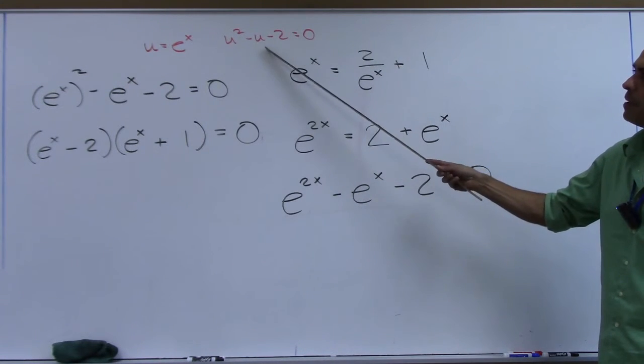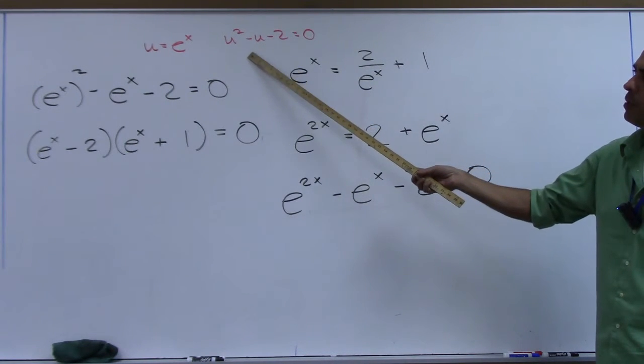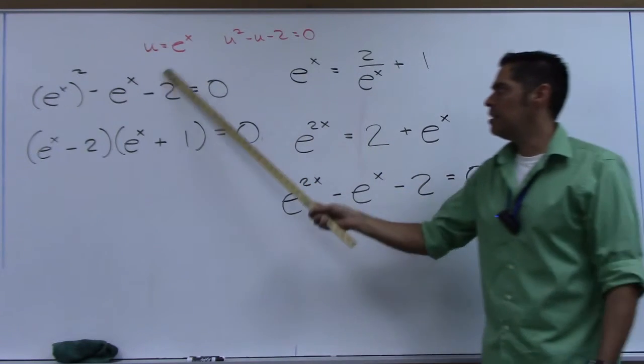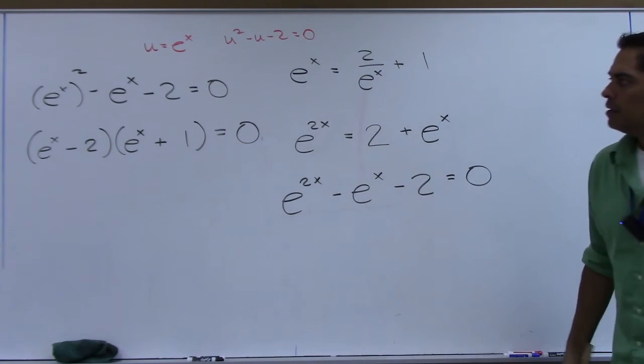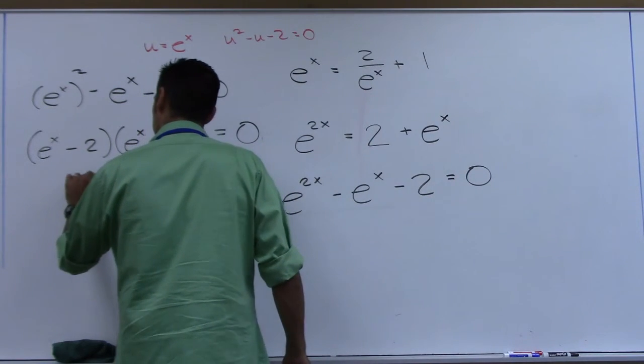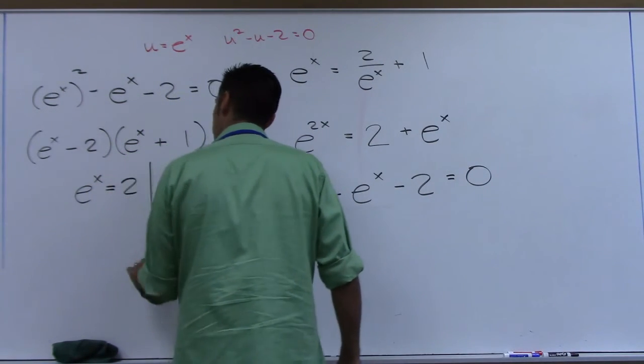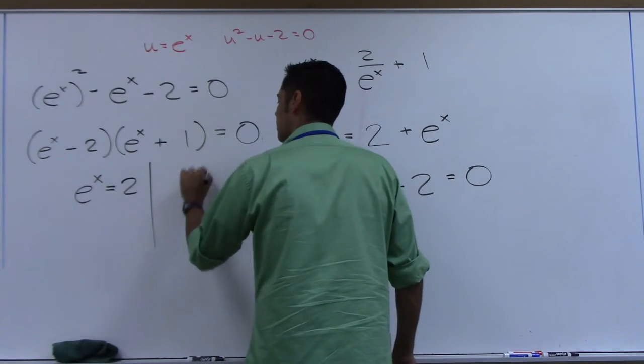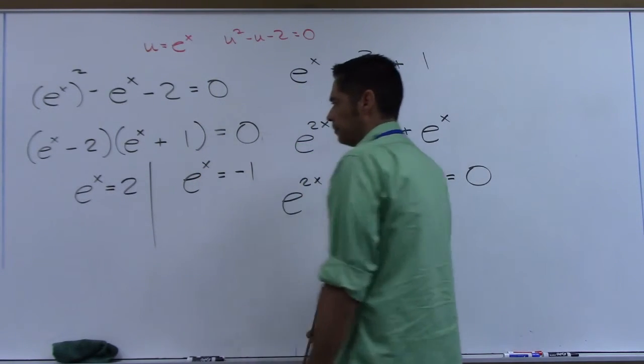Because this would factor to be what? u minus 2, u plus 1. And u is e to the x, so this is it right there. So now that I have that equal to 0, I set each one equal to 0. I get one answer, e to the x is 2. The other one is e to the x is negative 1.